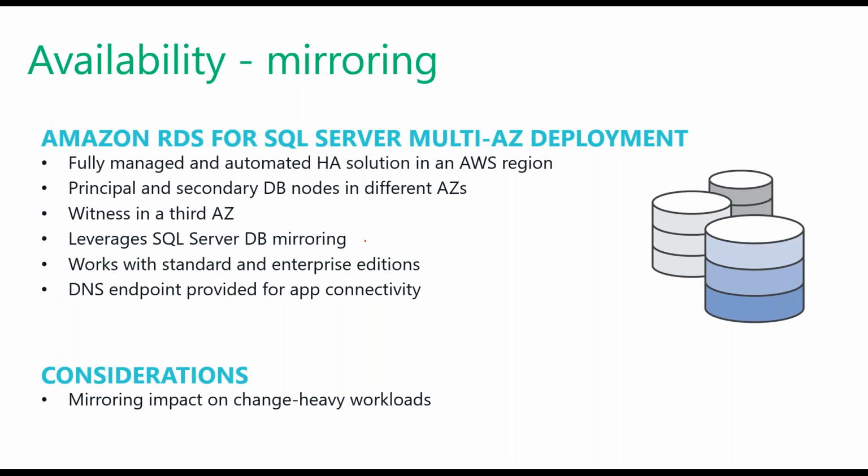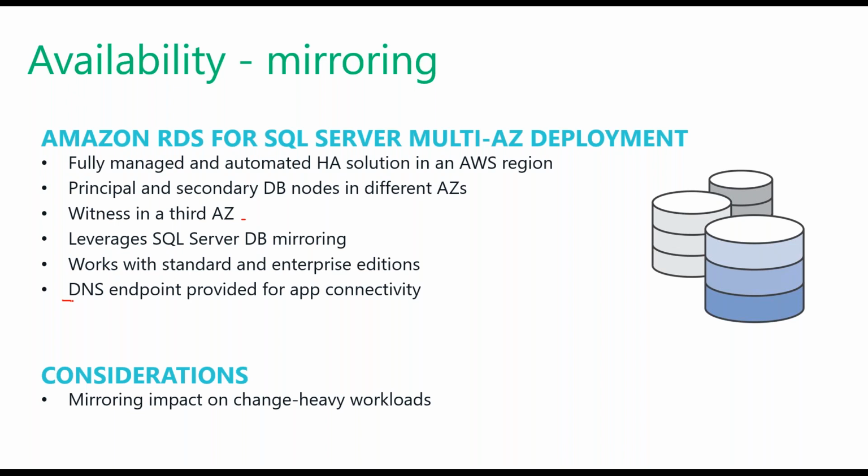Just a few key important things. As I said, you have a primary or principal node and a secondary node. They sit in different availability zones. And there is a third witness that triggers this failover if needed, which sits in the third availability zone. So it can judge whether it's AZ1 or AZ2 that is down, and it triggers the failover as needed.